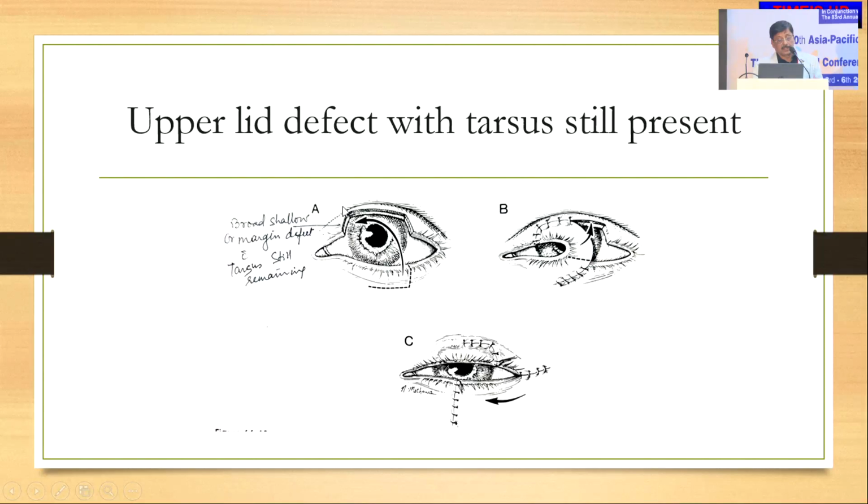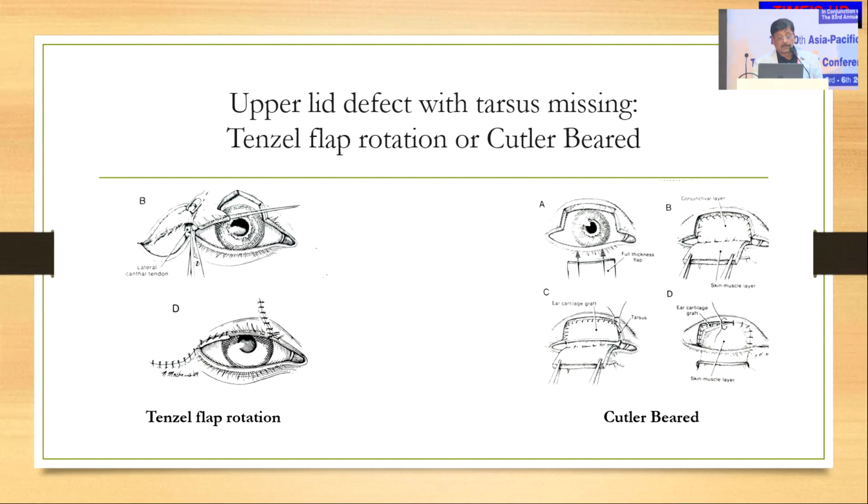Similarly, when the upper lid is lost but some part of the tarsal plate is still there, you can use this rotation flap from the lower side, and this can be fixed and managed easily, and again a new canthus is made here. Upper lid defects with tarsal plate missing can also be managed by Tenzel flap as well as Cutler-Beard.